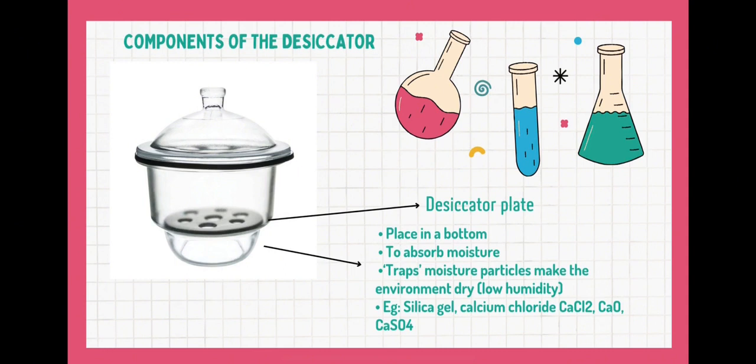How the desiccator works: the desiccants absorb moisture from the air inside the desiccator. By trapping the moisture, it creates a dry environment, protecting the material stored above the plate from damage caused by humidity. Why is it important? Because it can prevent degradation of hygroscopic material and ensure accurate experimental results by keeping reagents and samples moisture free.